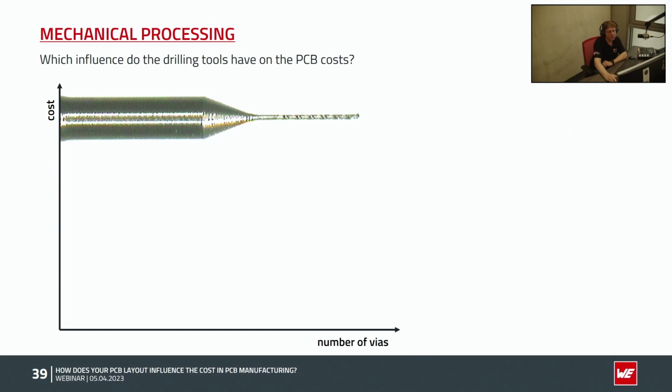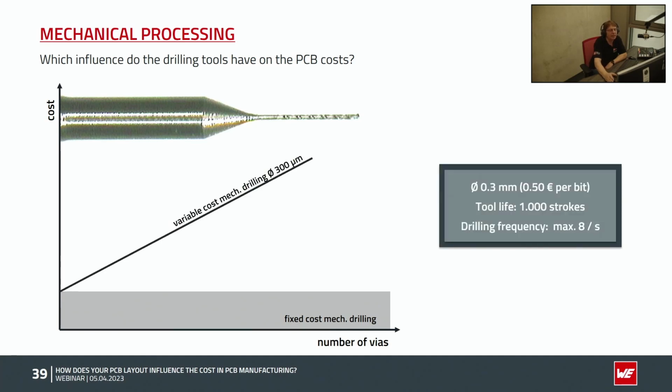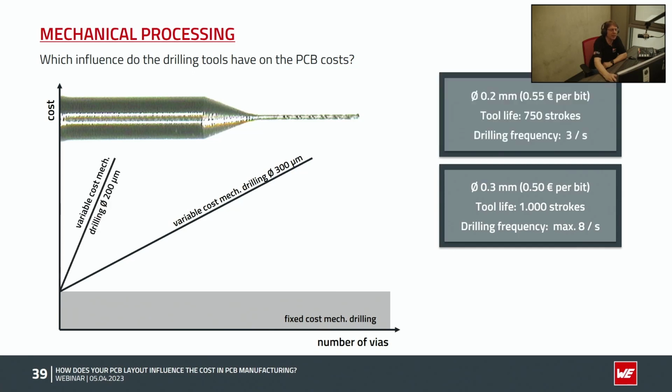Different kind of view on the process and the cost. We have, of course, a fixed cost for the mechanical drilling, preparing the machine and loading software and things like that, which is done automatically, by the way. And adding to this the variable costs for the mechanical drilling, and depending on the drilling diameter, this is linear rising up.